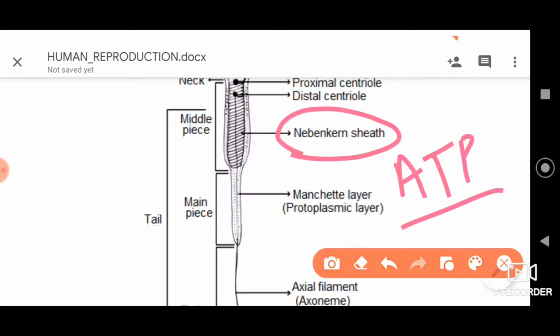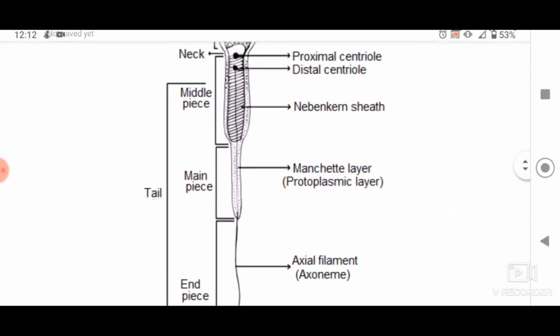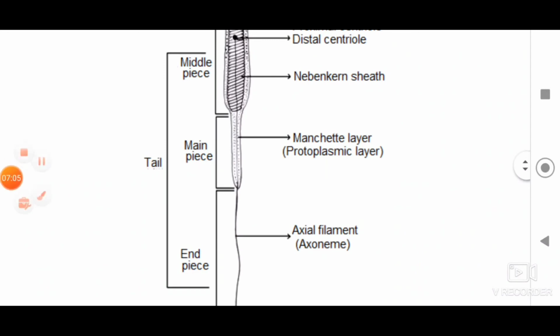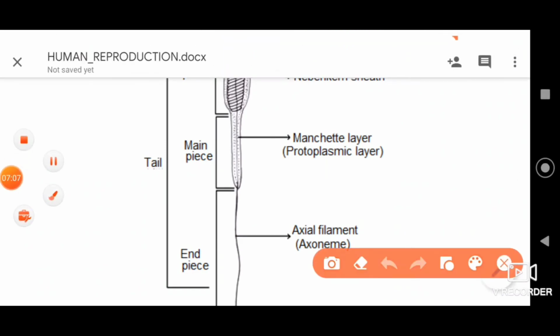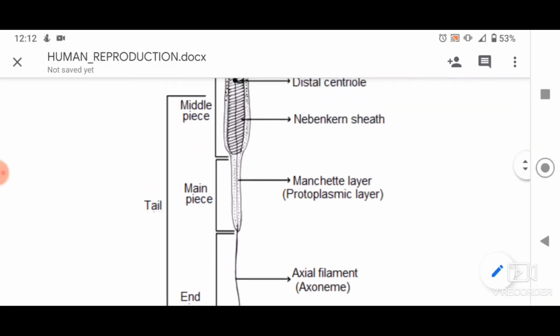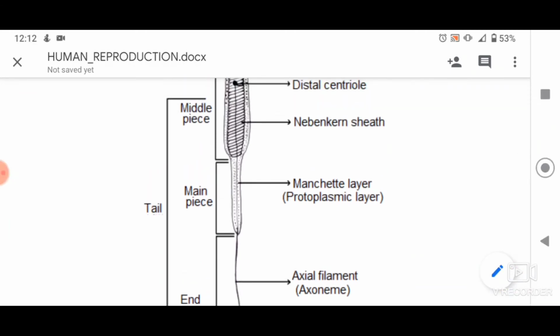So if the sperm has to move rapidly, it needs energy. From where is the energy obtained, dear friends? It is obtained from the Nebenkern sheath, the mitochondria of the sperm, which is, as I said, a spiral sheath around the centrioles in the middle piece region. Then further, my dear friends, after mitochondria we can also find in the middle piece one more region, that is the cytoplasm. In fact, a major part of cytoplasm can be seen here. So it is a protective layer, as we all know.